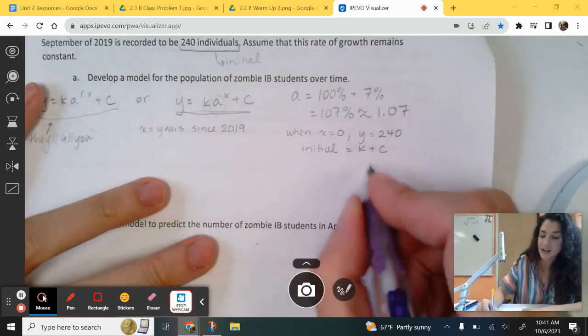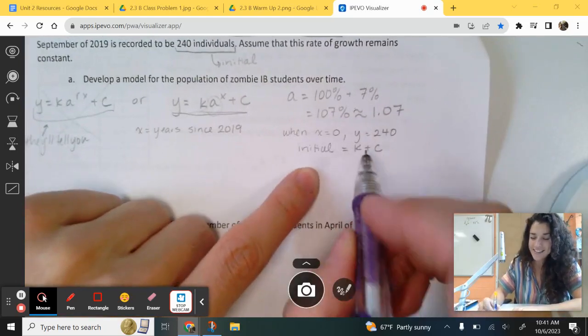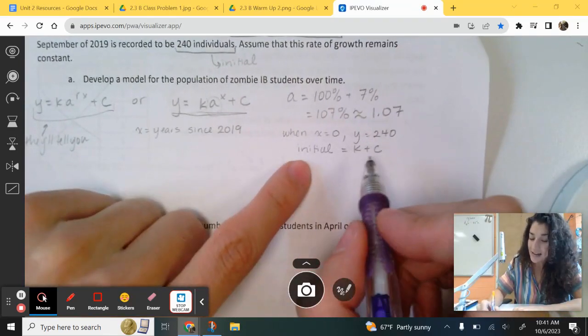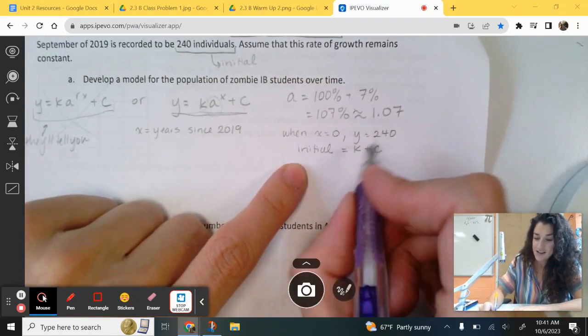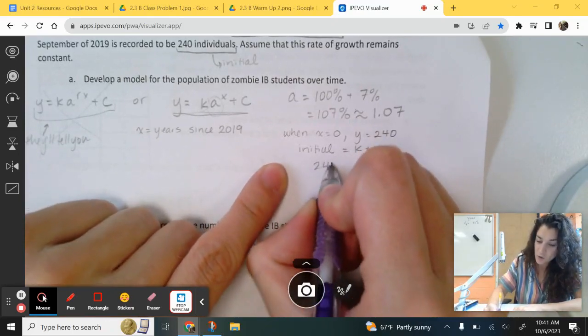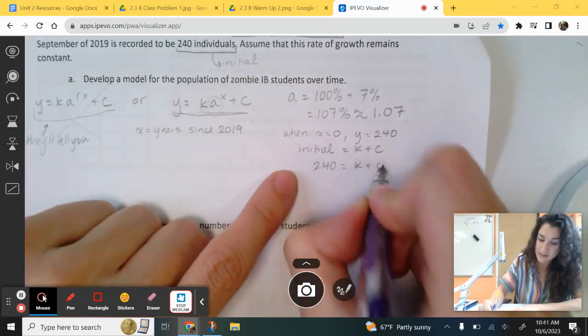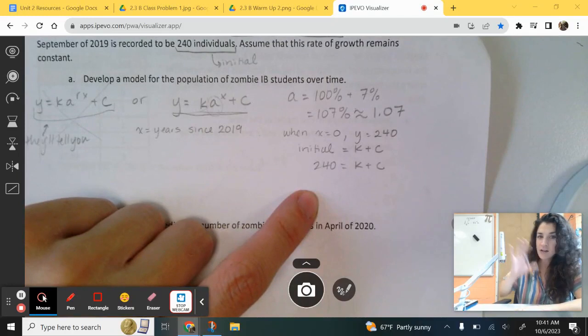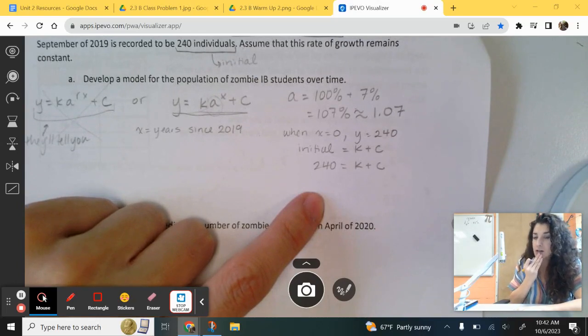I had to think about this for a second. So now, thank you for waiting. Now that I've got this idea, I know 240 is equal to K plus C. I've already solved for A, so I don't need to think about it. But I've got two unknowns. And so then you might be asking yourself, well, what is C? If I'm trying to solve for K, then normally I need C.